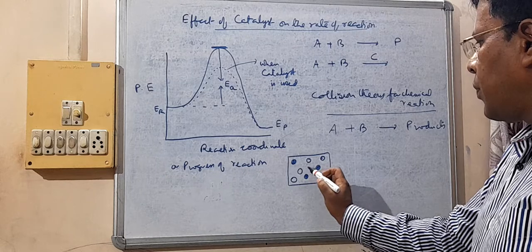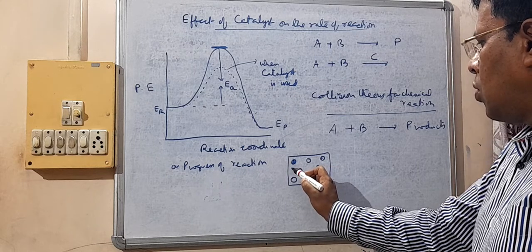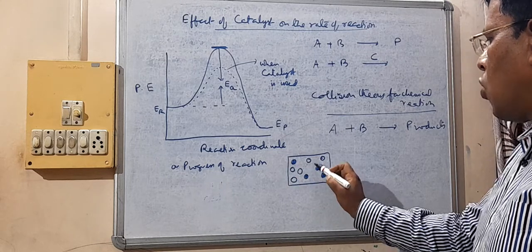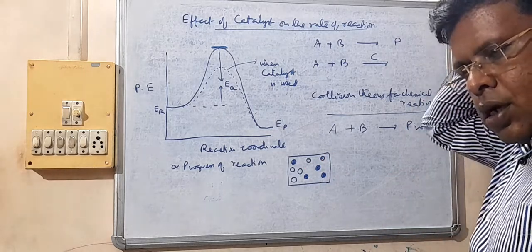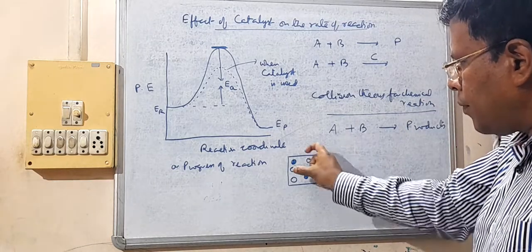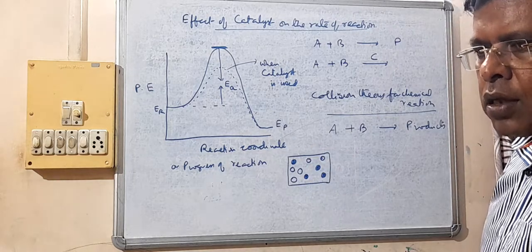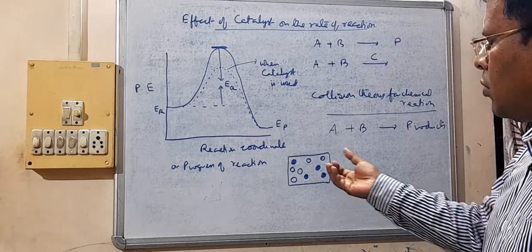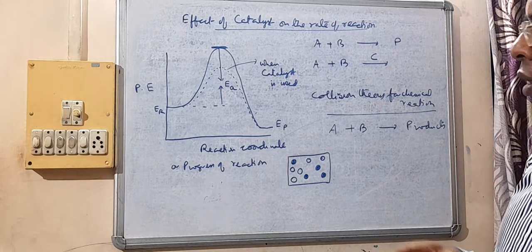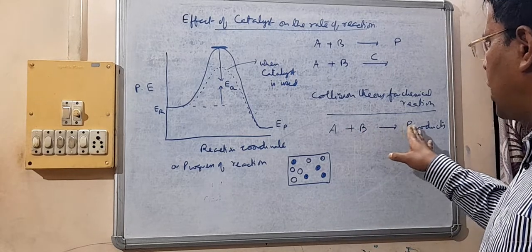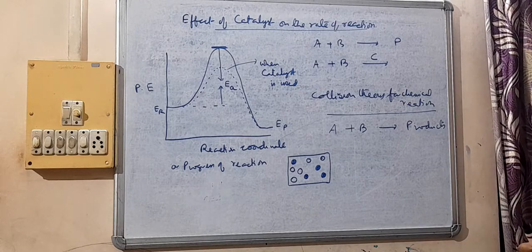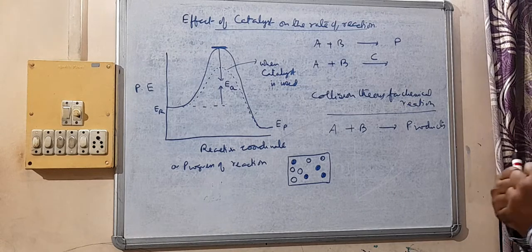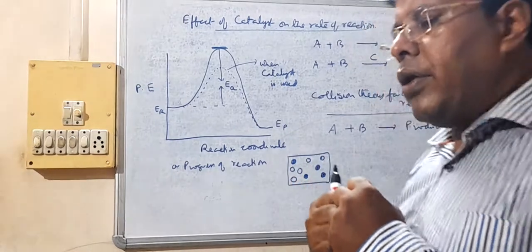and they are constantly moving about in different directions, and they are colliding. They will collide with one another, and due to collision, there will result a chemical reaction. This is what collision theory has to say. Chemical reaction occurs because of collision between the reactant molecules.